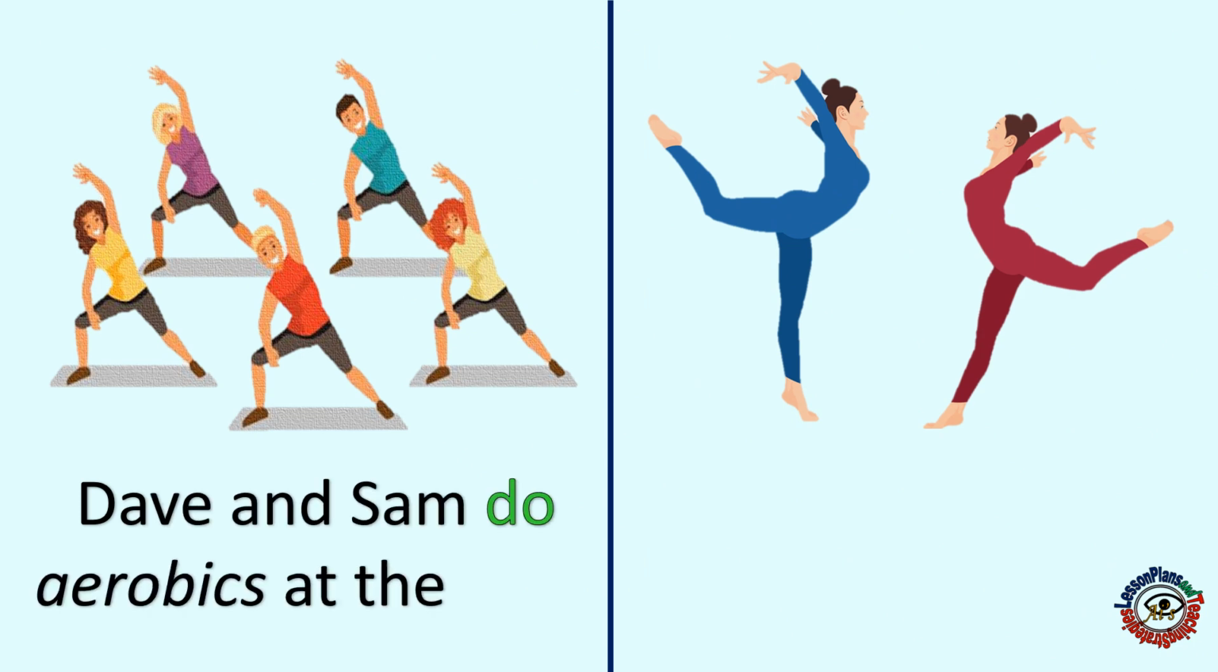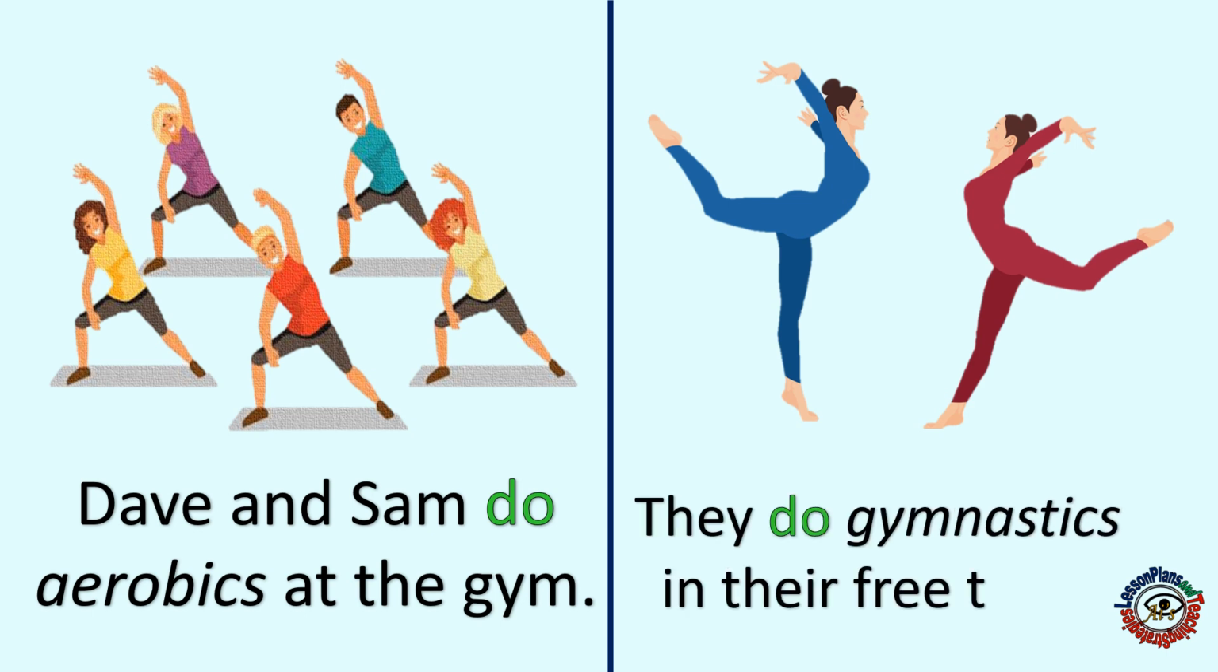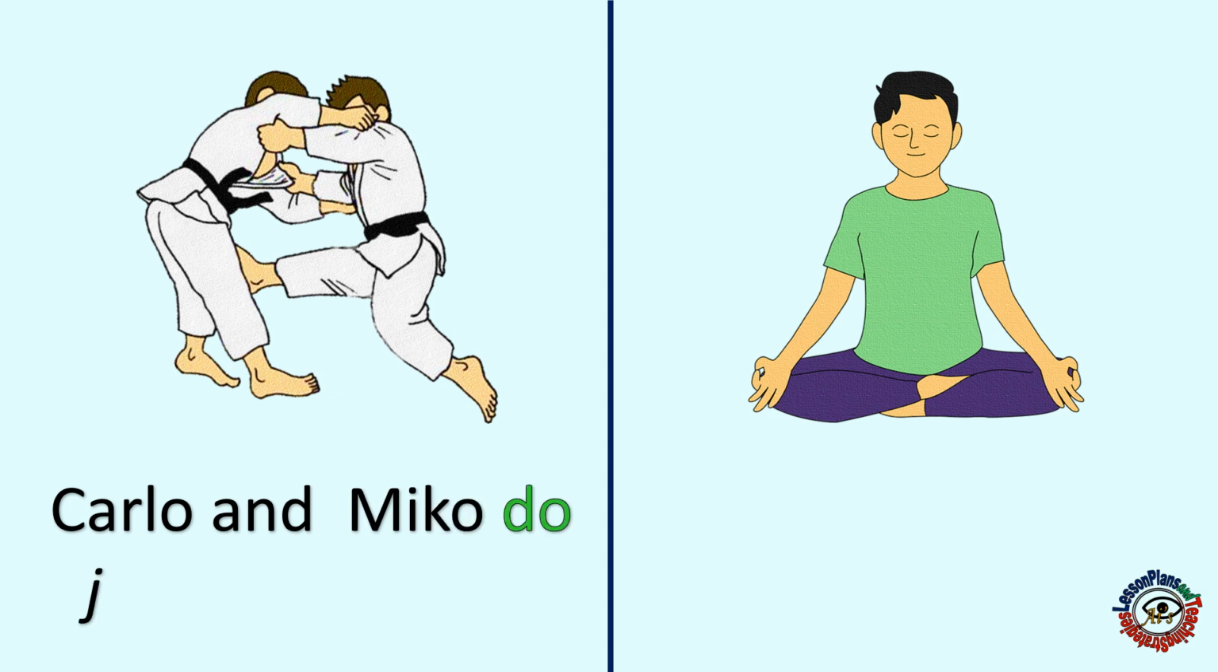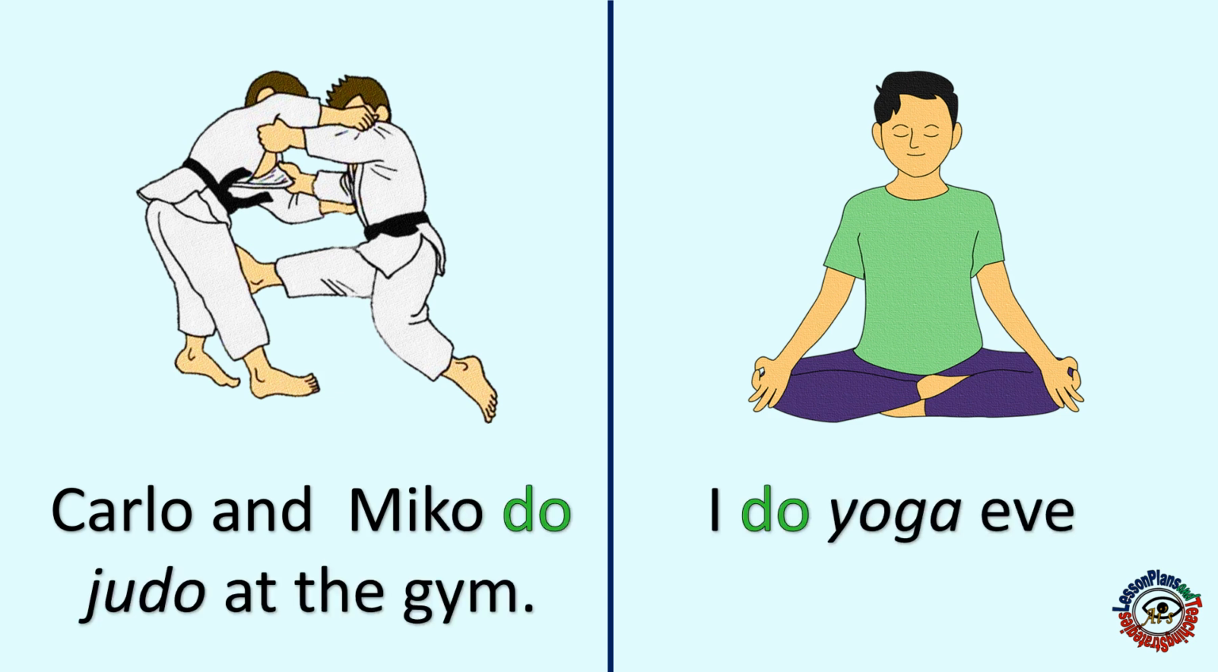For example, Dave and Sam do aerobics at the gym. They do gymnastics in their free time. Carlo and Miko do judo at the gym. I do yoga every week.